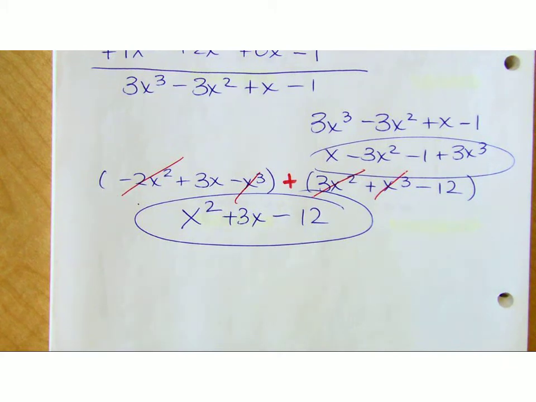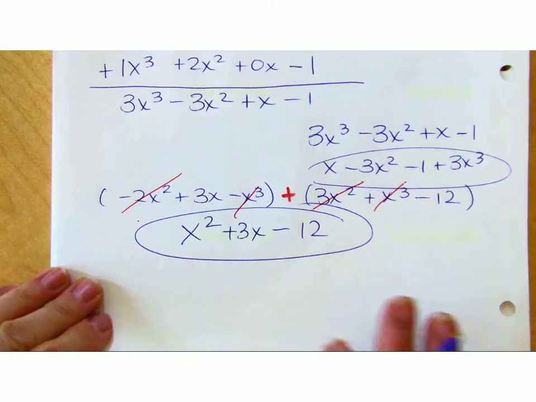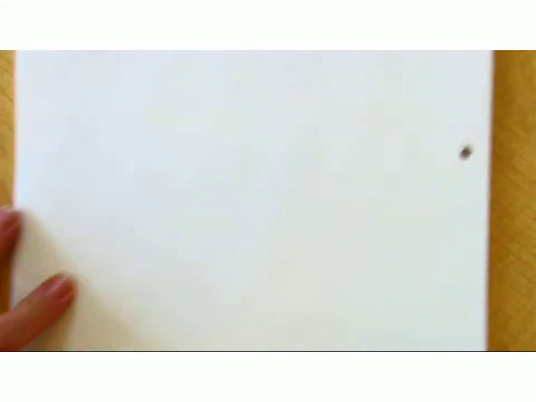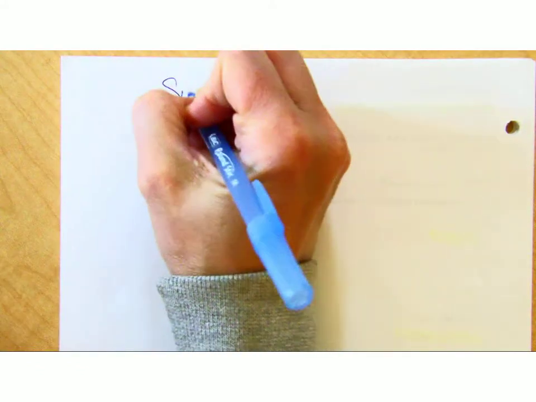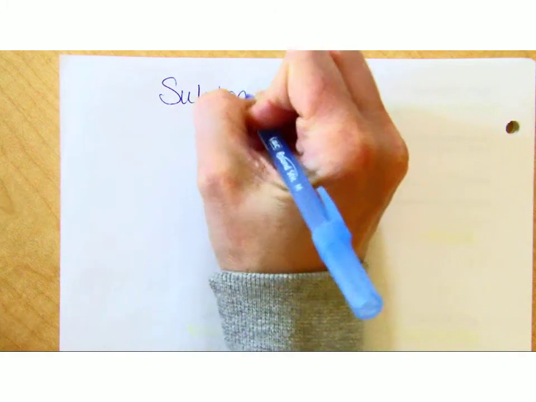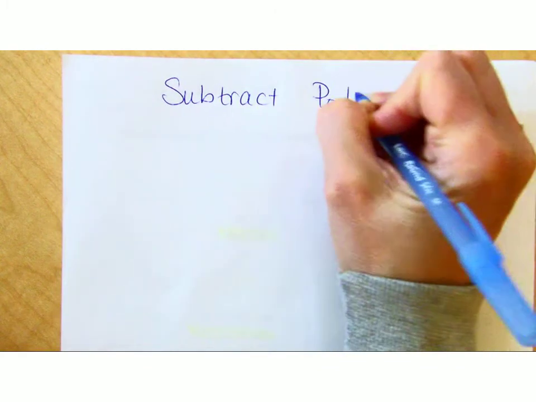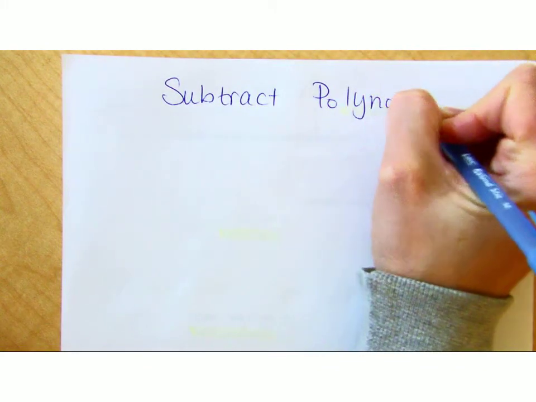Moving on to subtraction. It's so easy though. Like seriously, adding and subtracting polynomials is simple. When you get into multiplying them, there's a little bit more to it. But let's stick and ride the easy wave today. So let's do subtracting polynomials next.